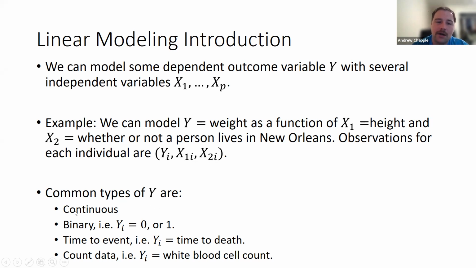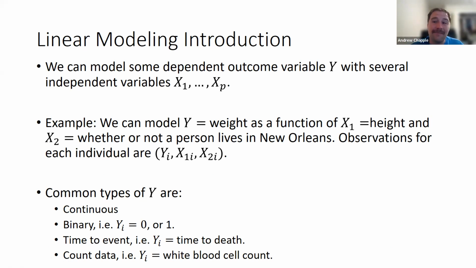Common types of y are continuous, binary, such as did they die or not, time to event, such as time to death, or count data. We'll talk in the next module about how to deal with these latter situations: binary, time to event, and count data. But the general idea is the same. We're using multiple covariates in an added-up fashion, multiplied by different coefficients. We use the data to estimate those coefficients, and then we can make conclusions about how each covariate itself affects the outcome after adjustment.